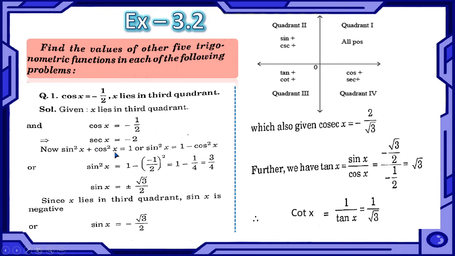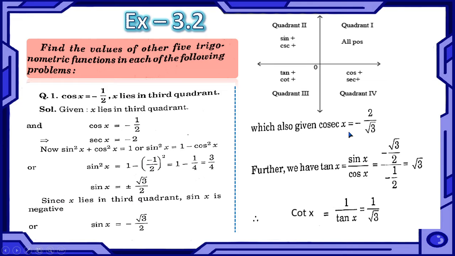Now use this identity: sine square plus cos square is equal to 1. So put the value of cos and calculate sin x. Sin x is plus minus root 3 by 2. Now it is given that x lies in third quadrant. In third quadrant, sine is positive or negative? Definitely negative. So we will take sin x as minus root 3 by 2.